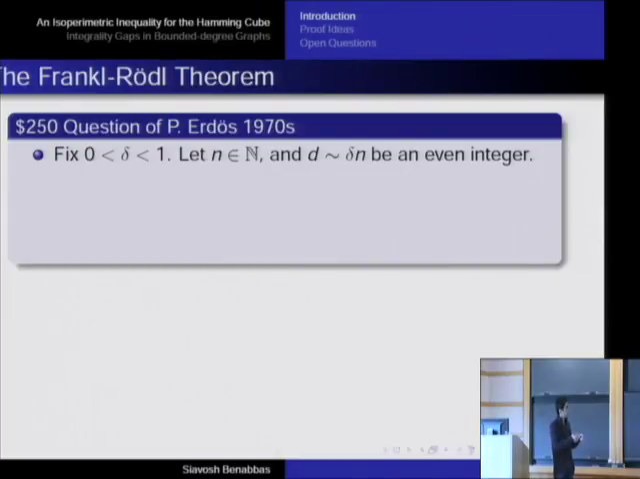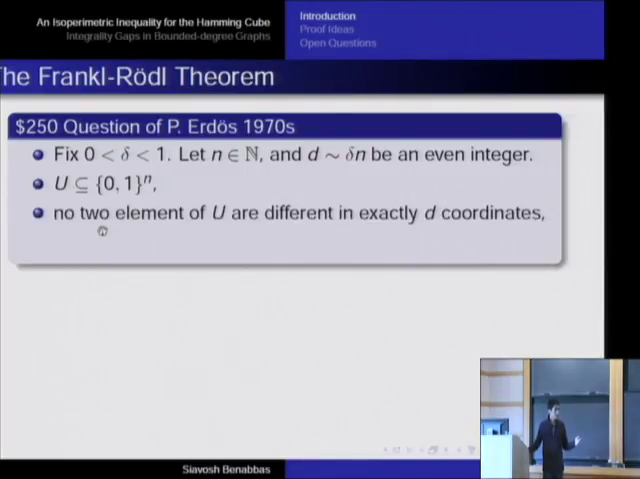Now, Erdos asked the following question. If I have a subset of all the strings of length n, and it has just one property, that no two elements of this subset have distance exactly d. There are 2 to the n possible strings, and you know that in this subset, no two strings are different in exactly d coordinates. They can be different in more or less, but not exactly d. So Erdos asked, how big can this set be? And in fact, he conjectured that such a set has to be exponentially small. And it took about a decade.